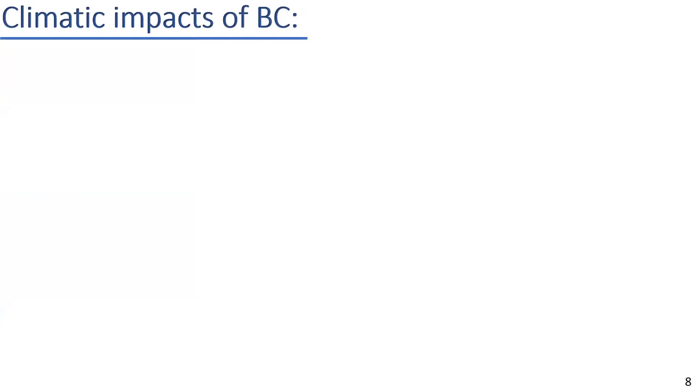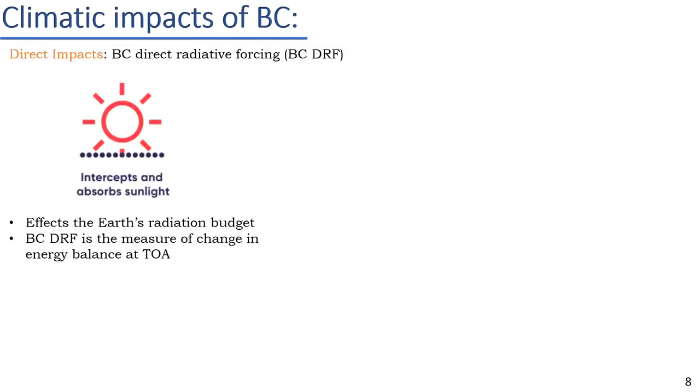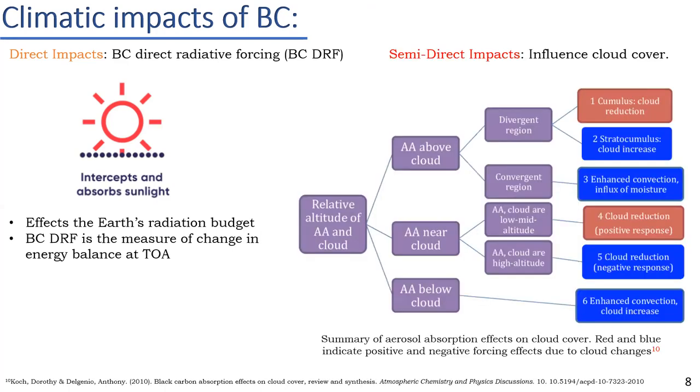Now, the different climatic effects of black carbon. We have three different types of climatic effects, that is direct, semi-direct, and indirect. This is the direct impact of black carbon aerosols, that is, it can absorb the solar radiation coming towards it and warm the environment directly. Another is the semi-direct impact of black carbon aerosol, that is how it interacts with the clouds, when it is below, above, or near the cloud.